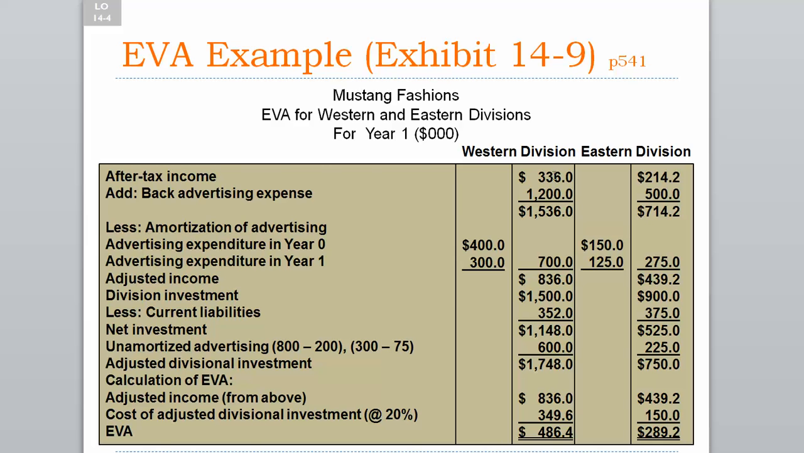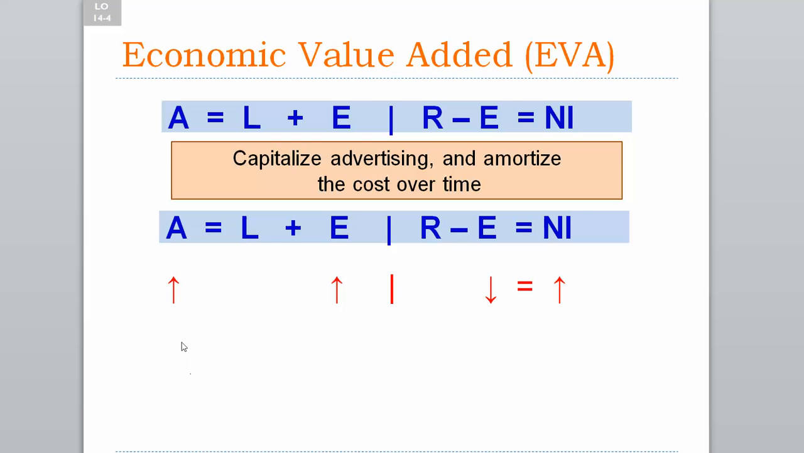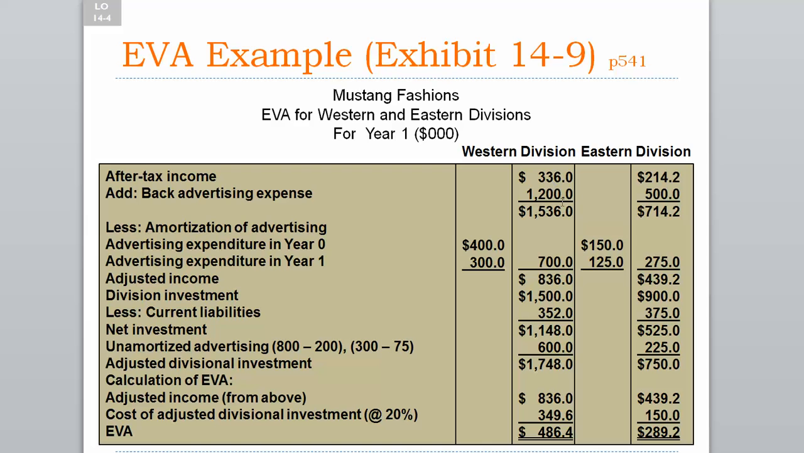We had after-tax income of $336, and we are going to assume we had year 1 advertising expenses of $1,200. So from an adjustment perspective, we need to add back that advertising expense that we incurred this year to net income. So we will treat that as a cost capitalized asset rather than expense. So we take this year's net income and add back this year's advertising costs.